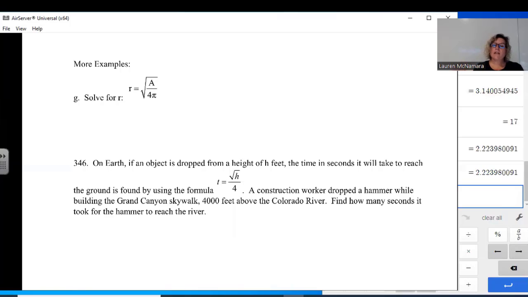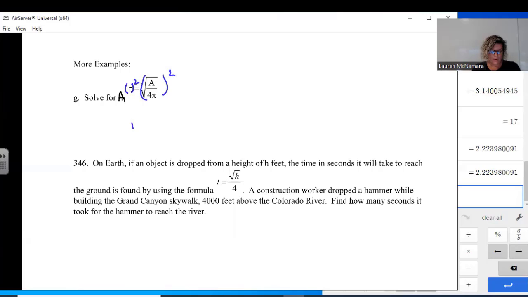So here's just another example. This is just a literal equation. There's a misprint right here because it says solve for R. It's already solved for R, so we're going to solve it for A. So here, I want to solve for A. Where is my A at? It's underneath my radical, so therefore I'm going to go ahead and square both sides.